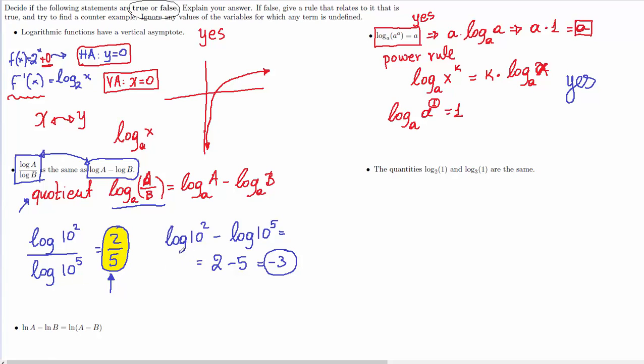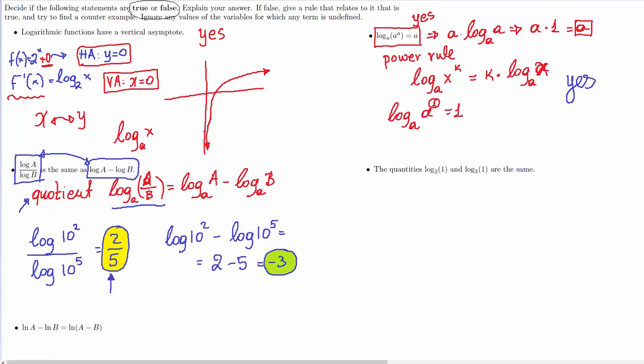Well, log of a in this case will be log of 10 squared. Log of b in this case will be log of 10 to the 5th. Well, log of 10 squared is 2. Log of 10 to the 5th is 5. So what I have is 2 minus 5. So in this case, the result that I get from this process is nothing else than negative 3.